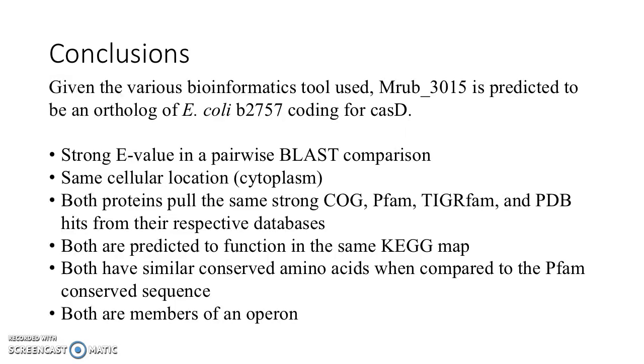and both proteins pull the same strong COG, PFAM, TIGRFAM, and PDB hits from their respective databases as we've just gone over. Both are predicted to function in the same KEGG map as shown by the MGMG map we went over at the very beginning, and both have similar conserved amino acids when compared to the PFAM conserved sequence, and both members are part of an operon. All of this put together showed that mRub 3015 and E. coli b2757 are orthologous and both code for Cas-D.